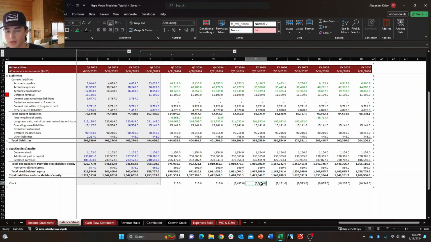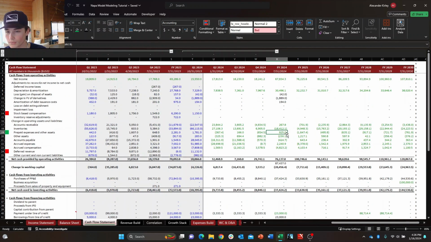So I see 316 in our quarters, right? It's consistent, therefore it's one or two line items that are doing this, but it's consistent. And then I see this is constantly changing, which is a little bit odd. So that means something isn't linked right. So let's get into this here.